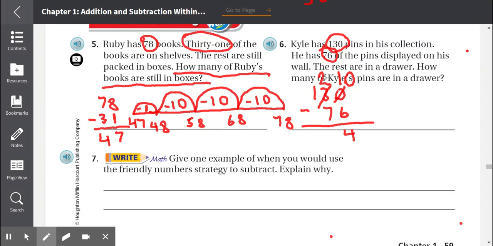So now this 2 has to borrow from the hundreds place. We take away 1 from the 1, it now becomes a 0. Now this 2 becomes a 12. Now 12 minus 7 is 5. So how many of Kyle's pins are in a drawer? 54. So let's circle our answer.